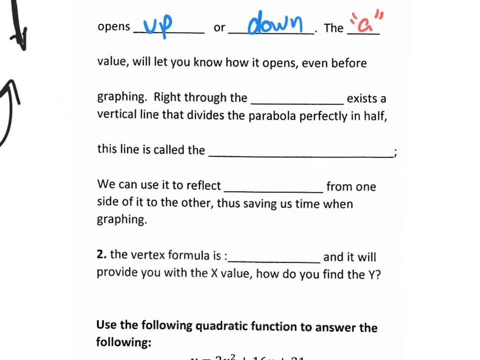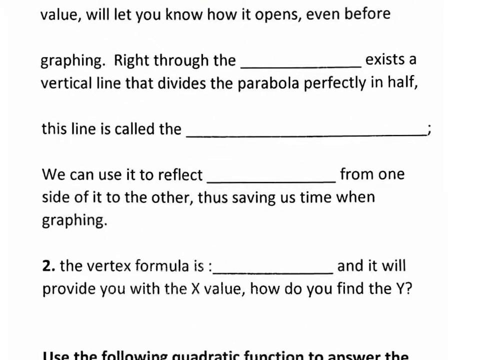Okay, let's continue reading here. Right through the blank exists a vertical line that divides a parabola perfectly in half. Right through the what? The vertex. Ladies and gentlemen, your vertex is your most important point. Why? Because it's either the highest point or the lowest point. It's the point perfectly in the middle of your parabola. Once you find that vertex, you could draw a dotted line and call it the axis of symmetry, and that'll provide you a way of reflecting points, which will save you a lot of time.